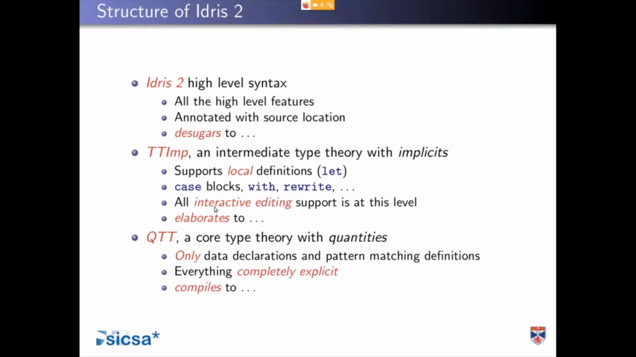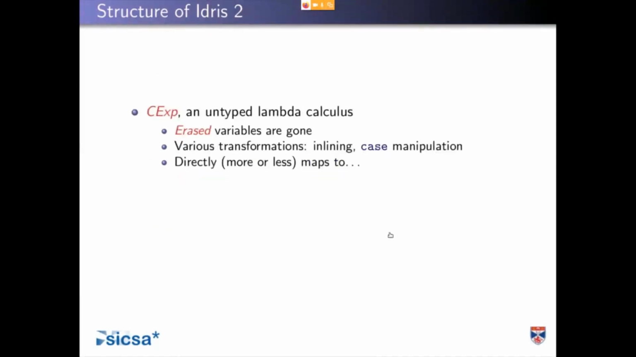So QTT, what we're going to see over the next couple of days is TT-imp and QTT. So we're not going to see the Idris 2 form, we are going to see TT-imp and QTT. Just for completeness, QTT compiles to a representation called CSEXP. This is an untyped lambda calculus, necessarily untyped because we've done the erasure step. So we've got rid of the erased arguments to functions. We've got rid of the erased arguments to data types. So they don't get generated for runtime code. Various transformations have happened. So inlining has happened. Inlining is especially important.